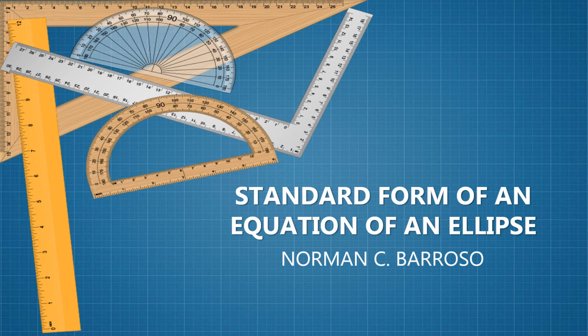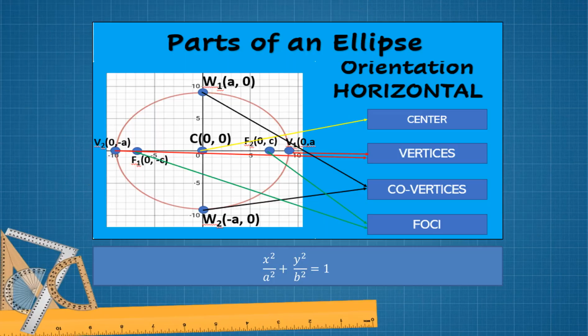At the end of this video, I'm expecting that you will be able to transform general form to the standard form of an equation of an ellipse, identify parts of an ellipse, and graph an ellipse. Let me present to you the illustration of the graph of an ellipse. An ellipse can be oriented horizontally or vertically.